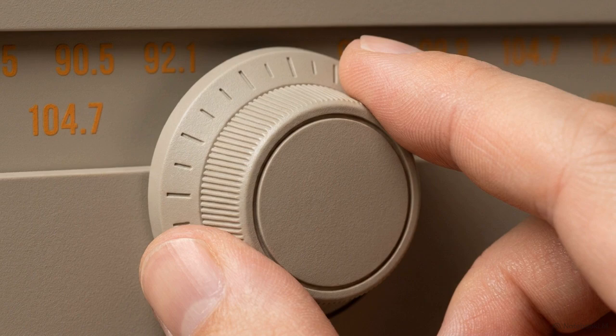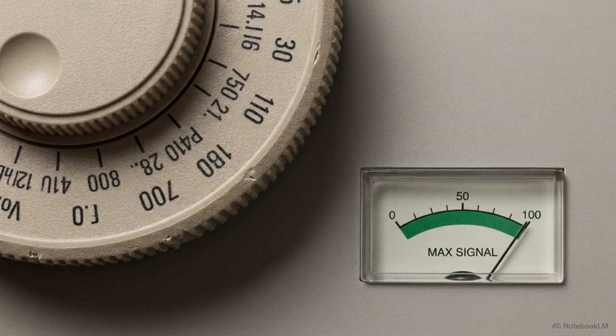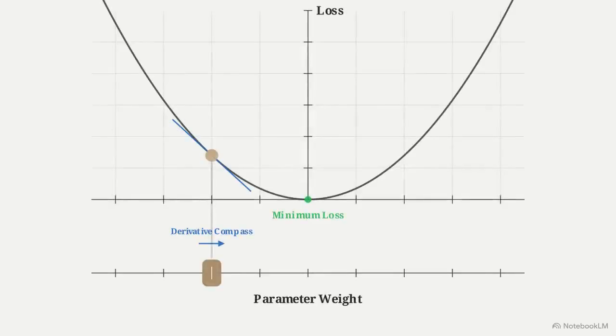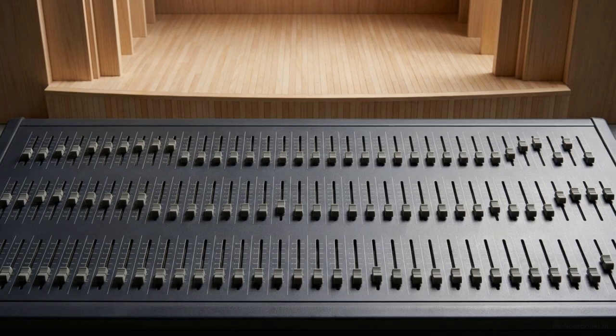One direction might increase the static, while the other makes the signal clearer. The derivative identifies which direction clears the noise. This provides the critical instruction for the system's weights, indicating exactly which way an individual parameter must move to lower the total error. A single dial is manageable, but modern systems must coordinate adjustments across millions or billions of controls simultaneously. Mathematics manages this scale through the gradient.